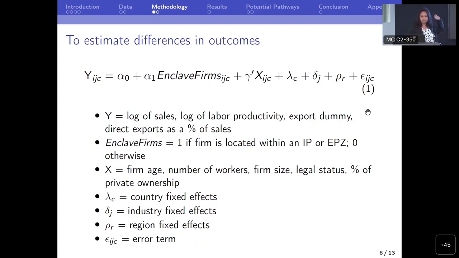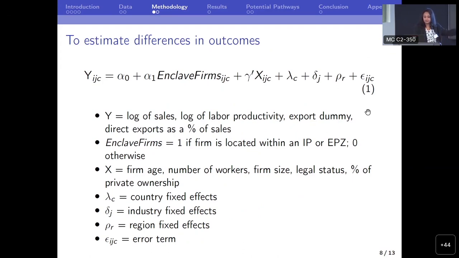So these each respectively is my dependent variable. I regress those on a whole bunch of firm characteristics such as firm age, number of workers, firm size, legal status, percentage of private ownership. And my main variable of interest is what I call the enclave firms. So now this is a binary variable, an indicator variable that takes the value 1 if the survey respondents have answered yes to being either located in an industrial park or an export processing zone, and 0 otherwise.